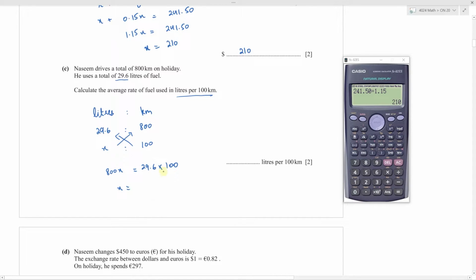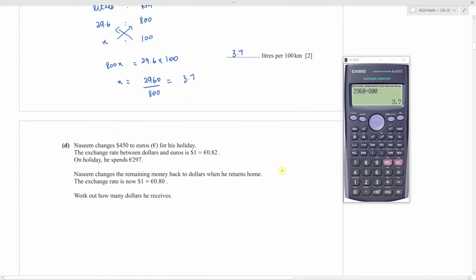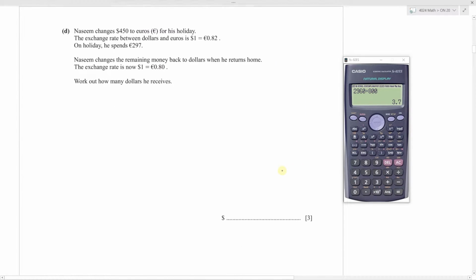So x will be 29.6 multiplied by 100. You will get 2960 divided by 800. So 2960 divided by 800, you will get 3.7 liters is the fuel used for every 100 kilometers. So 3.7 liters per 100 kilometers.